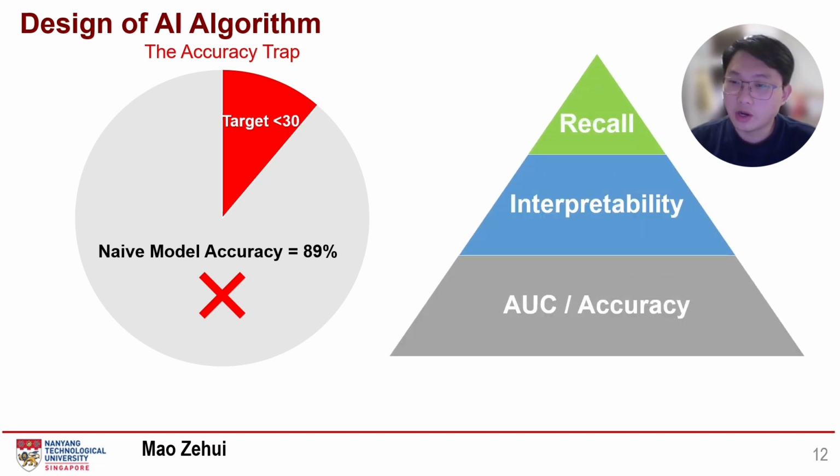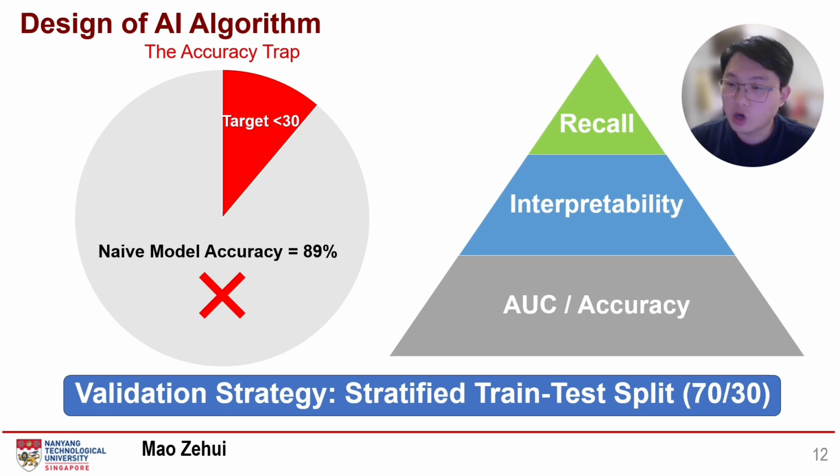Therefore, we prioritize recall above all else. In our design, a win is not achieving the highest accuracy score, but identifying more high-risk patients, reducing false negatives. This strategic choice directly sets the stage for our results section, where we will see how the governance model traded a tiny bit of precision for a significant gain in safety.